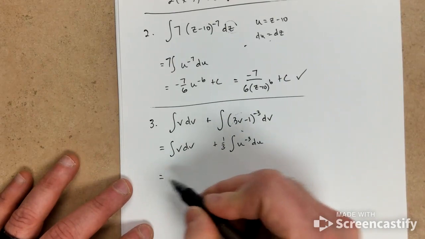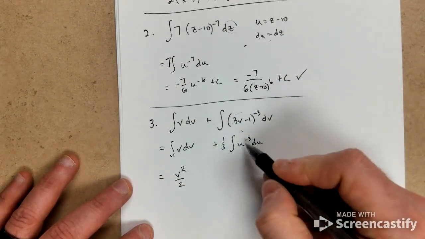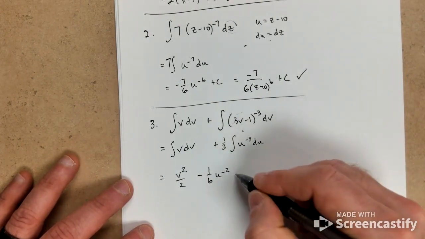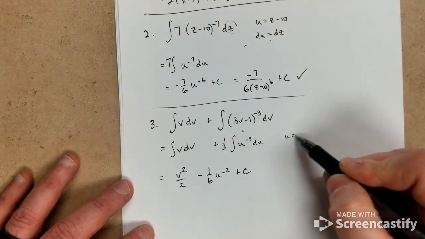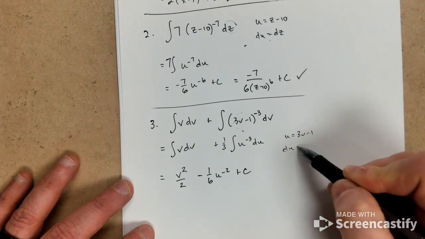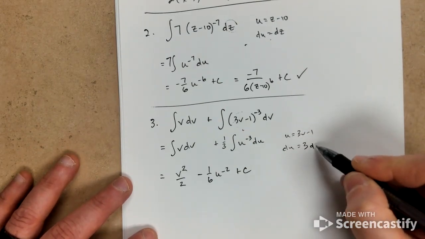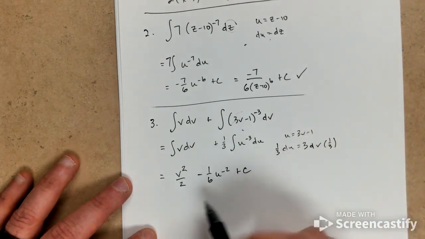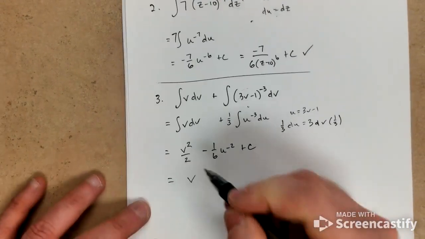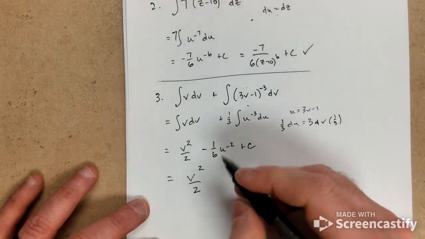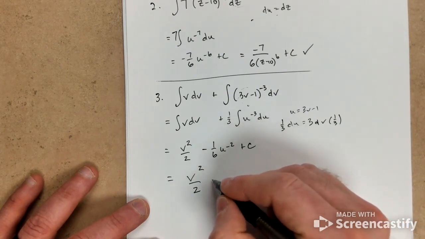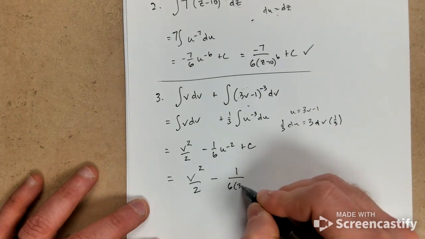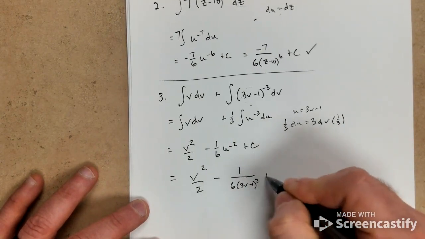So this is going to end up being v squared over 2. Add 1, divide by the new. This will be negative 1/6 u to the negative 2 plus c. Remember, u equals 3v minus 1, du equals 3 dv. So that's where we'd have to multiply by the 1/3 here. So it equals v squared all over 2 minus 1 over 6 (3v minus 1) squared plus c.